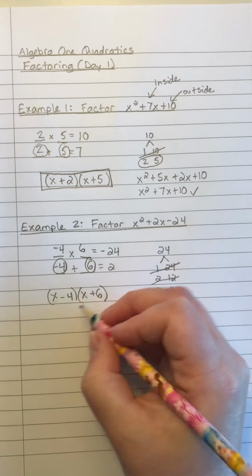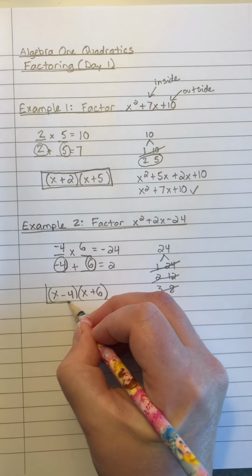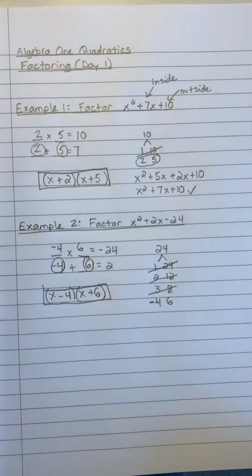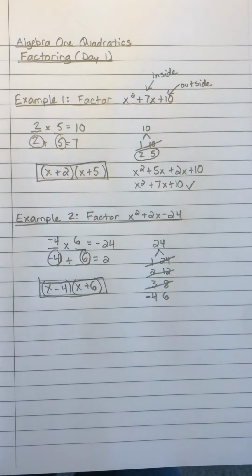Remember, the ordering doesn't matter, so x plus 6 and x minus 4 would be just as good of an answer. You can go back and you can FOIL and check your work. It's not required, but it's not a bad idea.